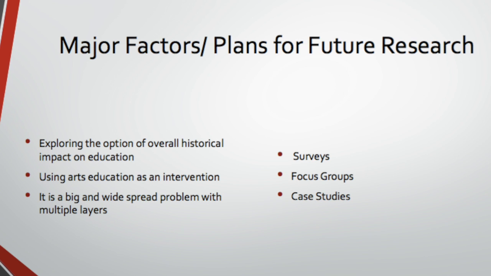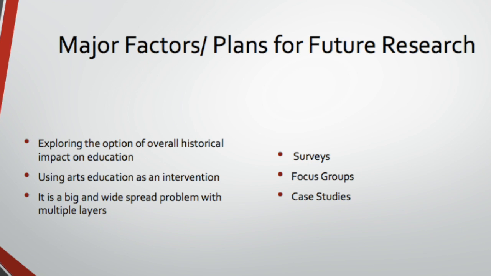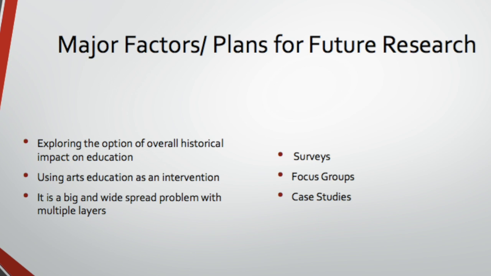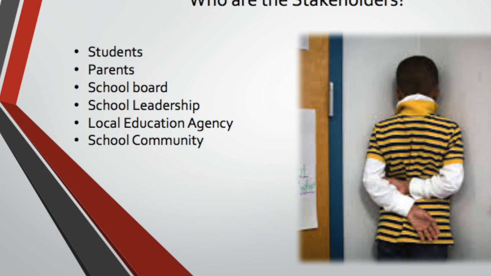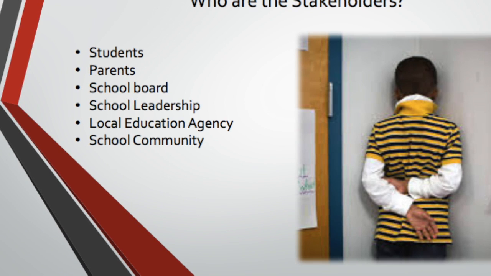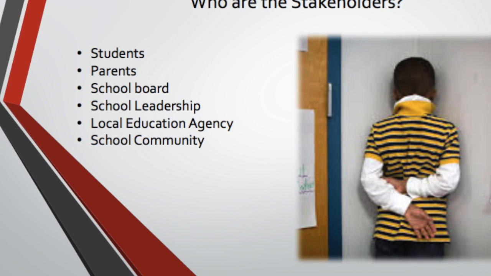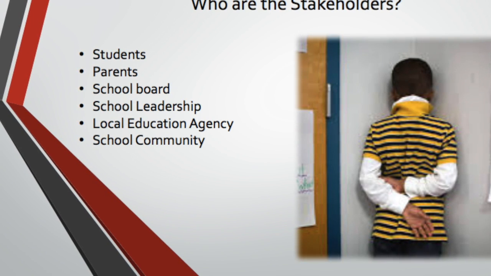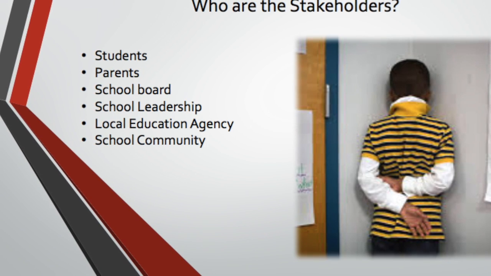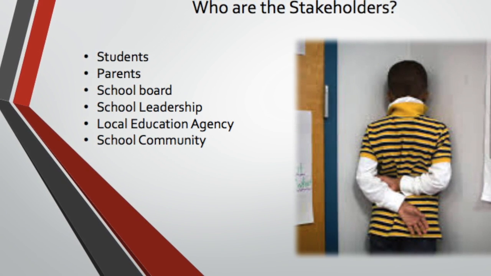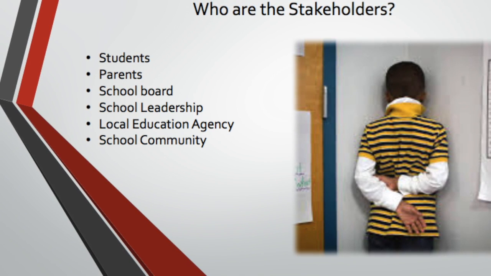However, I'm still sitting on the fence to see if arts should be just used as an intervention in further research, or if it is something, because I do believe and I do want to continue to make a case for the arts being in schools. However, I want to see where arts education will come in as most beneficial in order to really address the problem at hand. And so the plans and future research for this topic is really important because the stakeholders are really the most vulnerable beings that there are. It's the students, it's the children, their parents, the school board, school leadership, local education agencies, and the school community.